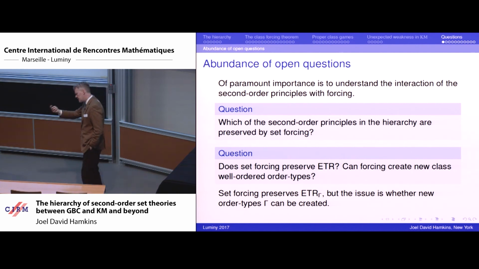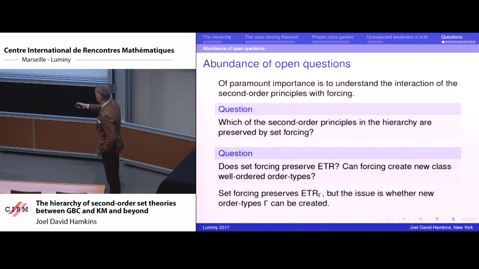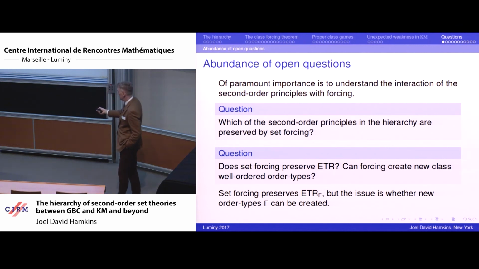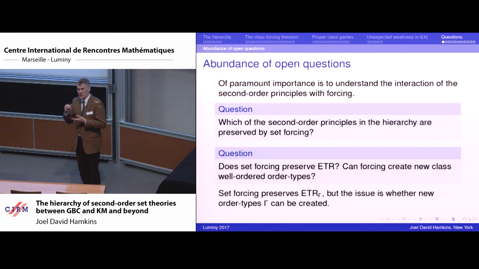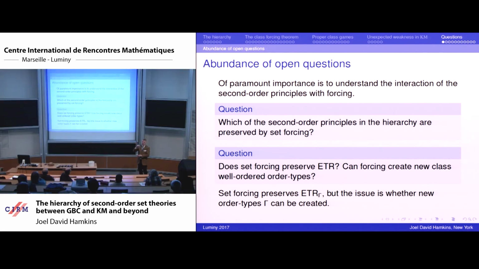Of course, GBC and KM and KM plus and so on, these are preserved. But some other ones are not. And in particular, ETR, we don't know if it's preserved even by adding a Cohen real. And the problem is, well, any instance ETR gamma for fixed gamma is preserved. We can prove that. But the problem is that we might create new order types, new class well orders that are taller than anything we had before. And we don't know how to handle this situation or to rule that out.